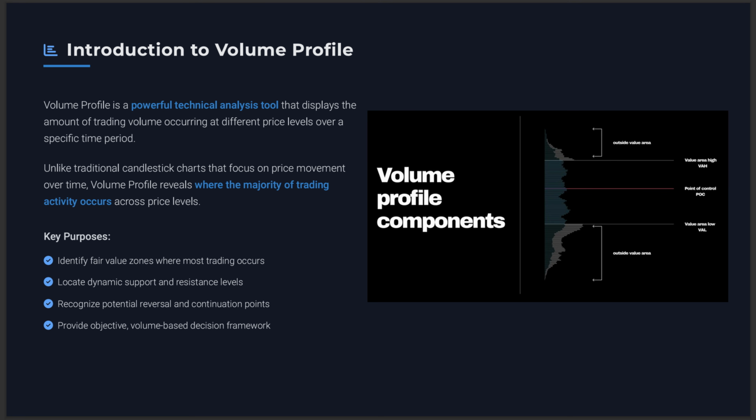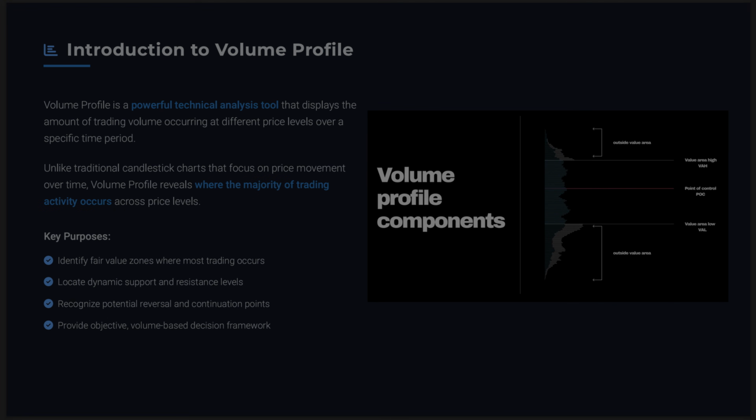When you see a big spike in volume at a particular price level, that tells you something important happened there. Either buyers stepped in aggressively or sellers dumped their positions. The beauty of volume profile is that these volume-based levels tend to act as magnets for future price action. Markets have a tendency to return to areas where significant trading occurred, making these levels incredibly reliable for both entries and exits. This isn't some complicated indicator with dozens of settings. It's pure, raw market data that shows you exactly where the smart money was active.